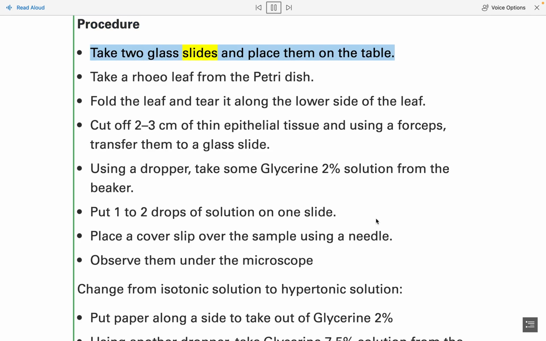Making samples. Procedure. Take 2 glass slides and place them on the table. Take a real leaf from the petri dish. Fold the leaf and tear it along the lower side of the leaf. Cut off 2 to 3 centimeters of thin epithelial tissue and using a forceps, transfer them to a glass slide.